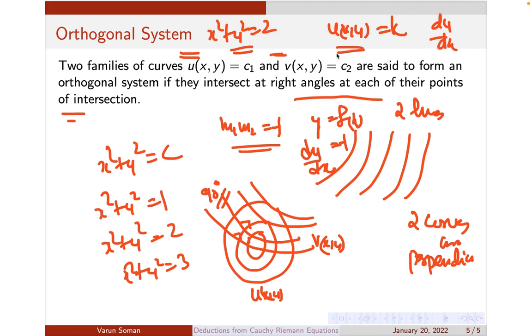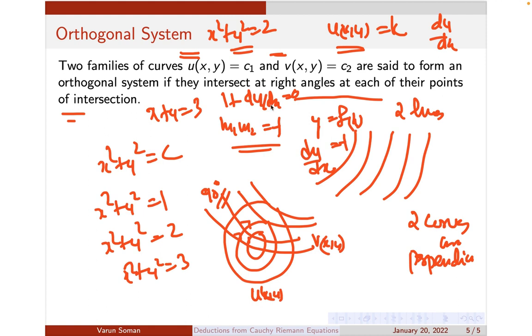Similarly, if your other curve is, suppose, x plus y is equal to 3, how will you find dy by dx? Just look at this relation and take differentiation with respect to x. We will get 1 plus dy by dx is equal to 0. From there we will get the value of dy by dx. So this is how you find the slope of the curve.